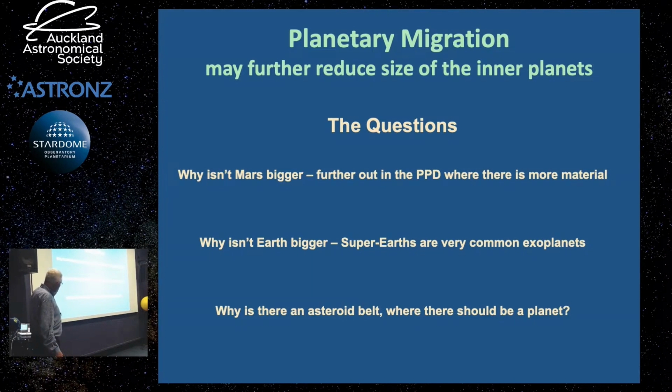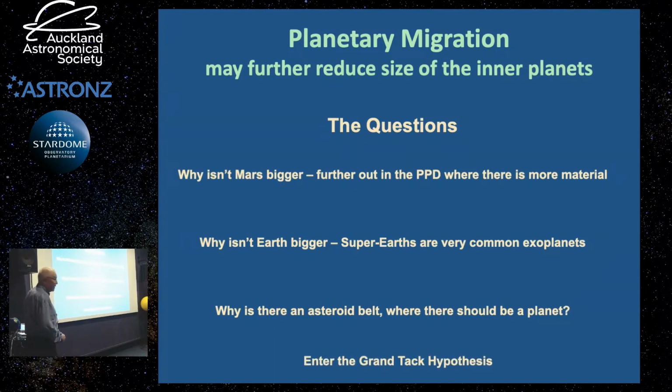Why isn't Earth bigger? As I mentioned, these super Earths, as far as exoplanets, planets in other star systems and planetary systems, are quite common. We don't see any in our solar system. We just got one Earth. And why is there an asteroid belt where there should be a planet? Why have we got this ring of rubble when there should perhaps be a planet sitting there? So these are some interesting questions that this helps to answer.